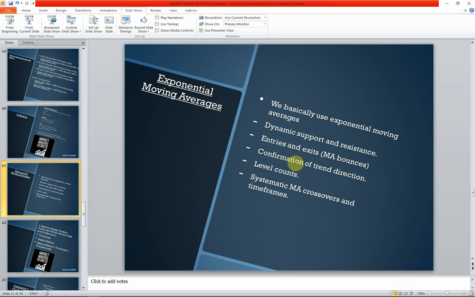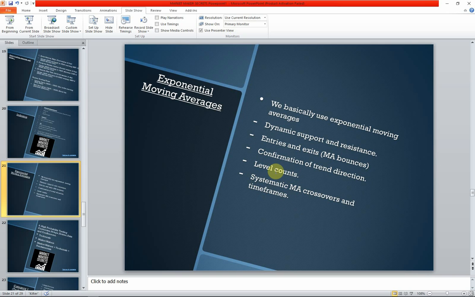So I've shown you confirmation of trend direction. No, I haven't gone to that yet. Came to level count, systematic moving average crossovers, and time frames. I think we've covered this one because I've shown you if you see a 100 moving average on 15 minutes, then you already know on 1 hour it's 200 and on 4 hours it's 800. You understand? And oppositely, when you see 15 moving average on 4 hours, then you know on 1 hour there's 200 and on 15 minutes there's 800. So that's how we go about systematic moving average crossovers and time frames.